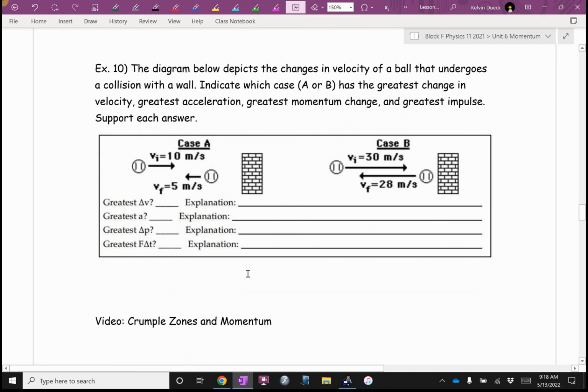We're almost done. Thank you for your patience. The diagram below depicts the changes in velocity of a ball that undergoes a collision with the wall. Indicate which case, A or B, has a bigger change in velocity. What's the change in velocity here? Not 5. What's the change in velocity here? Negative or positive 15 in magnitude, because you have to let one way be positive and one be negative, and it's final minus initial. What's the change in velocity here? 58. So which one has a bigger change in velocity? B.